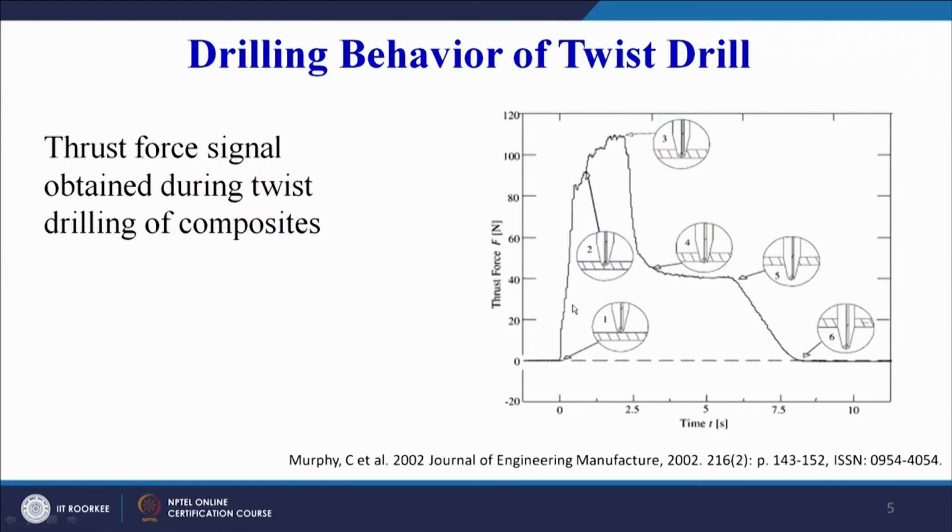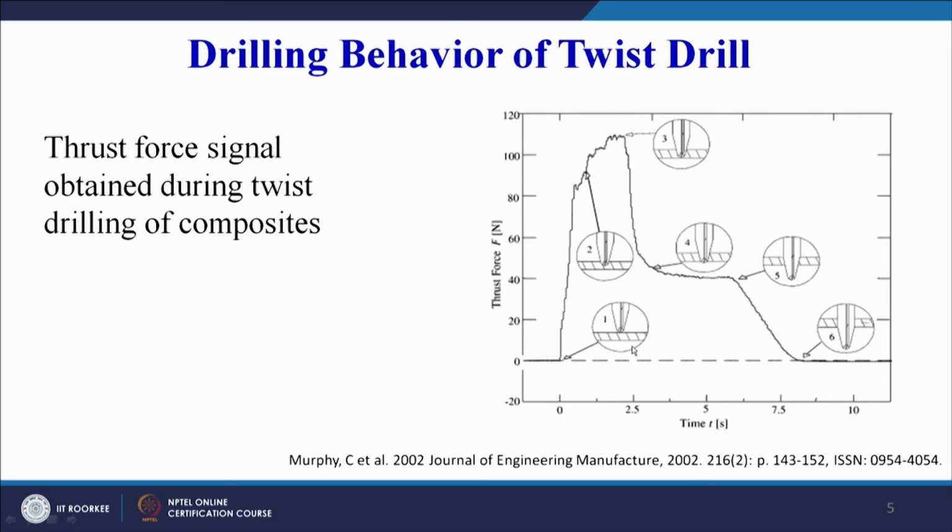But in that system there was a dynamometer. The dynamometer is used to record the forces and it gives us the signal of the forces with time. On the x-axis we have time, on the y-axis we have the magnitude of the thrust or the torque. So this signal has been recorded using the dynamometer, and this is the thrust force on your y-axis, and on the x-axis we have the time. How the thrust force is varying during the hole making operation is depicted by this figure.